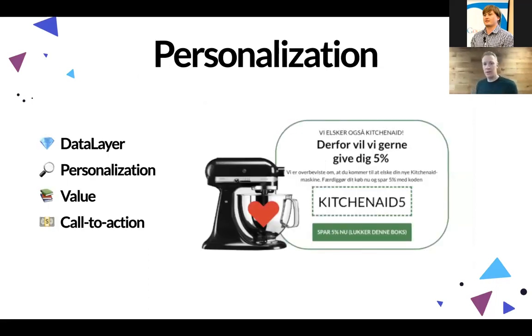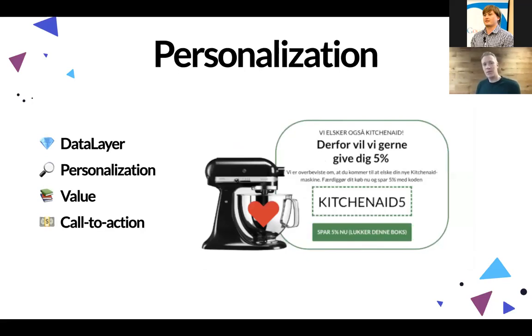Another example here is people have added this KitchenAid machine into their basket and they're about to leave the page. Then we want to say, well, we can see that you have added this. We also love KitchenAid. Therefore, we want to provide you with this discount code so you can get 5% off on this KitchenAid machine.